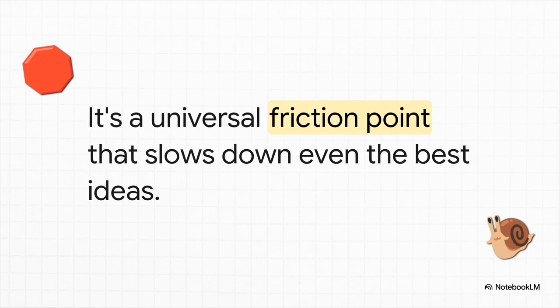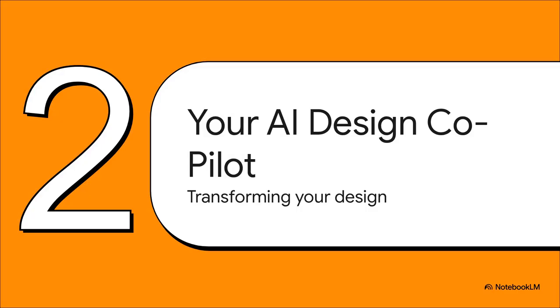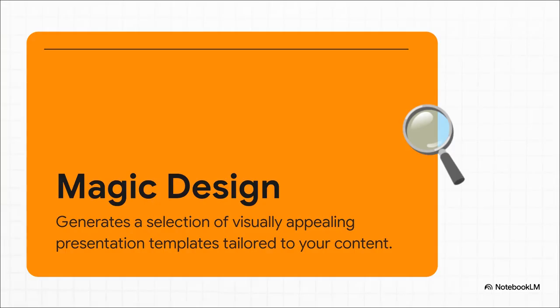But what if we could just skip that part? This is exactly where your AI design copilot comes in. Instead of facing that blank page all by yourself, you suddenly have a partner that's ready to get you started, like right now. So meet Magic Design. This is the feature that basically makes the blank page obsolete. All you do is give it a single prompt, just an idea or a topic, and boom, it instantly generates a whole selection of presentation drafts. All of a sudden, you've got layouts, color palettes, and fonts, all tailored to your content, ready to go.